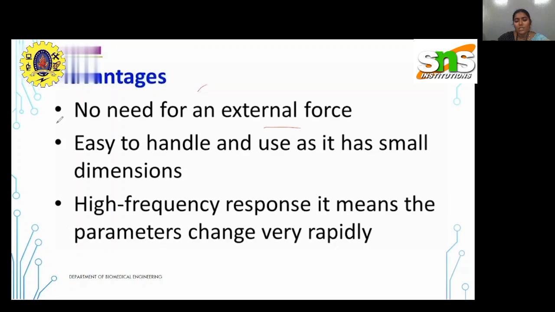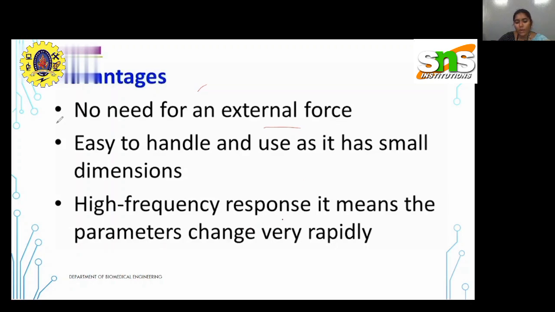The second point is that it is easy to handle and use as it has small dimensions. Since it is very compact in nature, it is easy to handle, and you have very good frequency response. If it has a high frequency response, it means the frequency-related parameters can be measured easily.